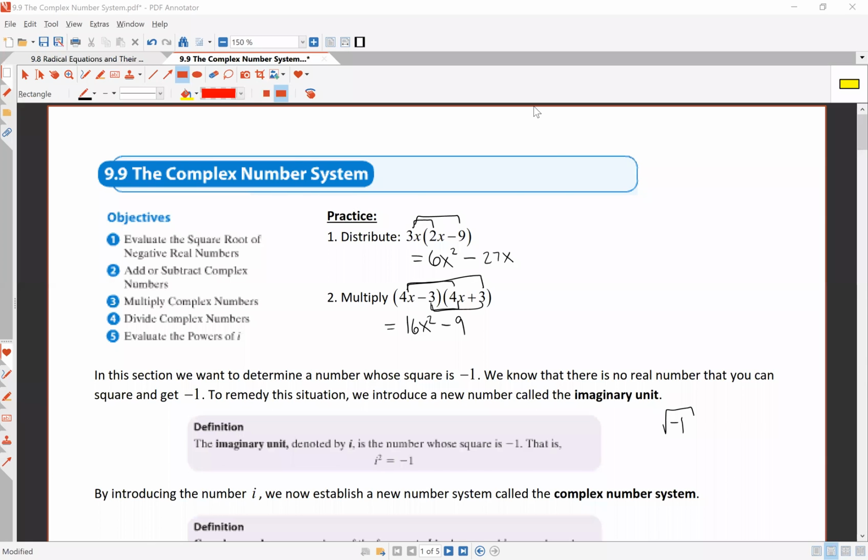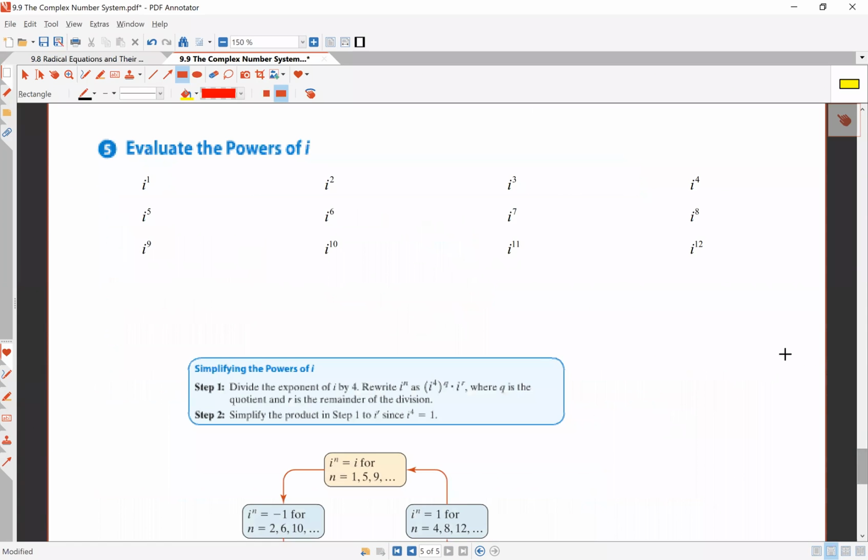This video covers section 9.9, the complex number system, objective 5, evaluate the powers of i. This entire section, 9.9, relies on the one fact that i squared is -1.